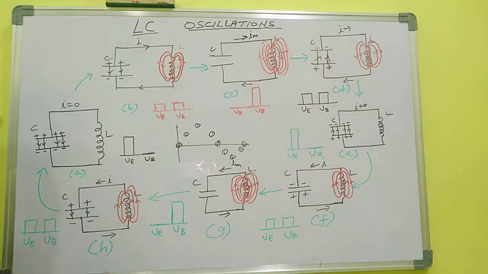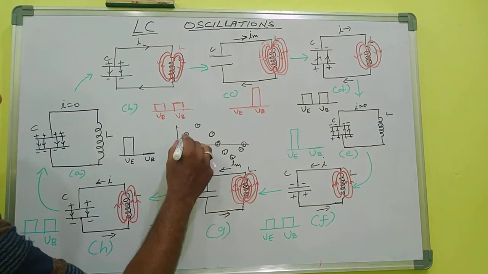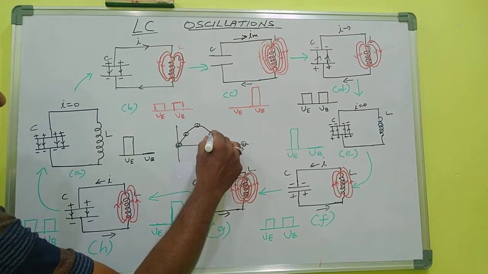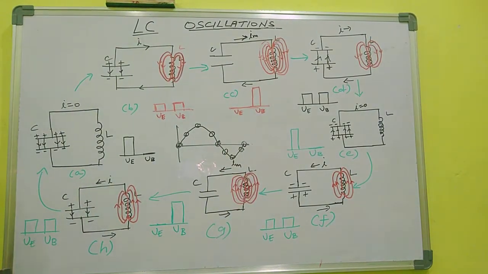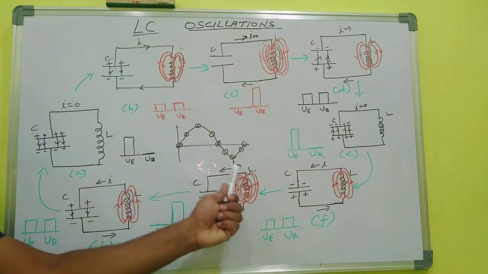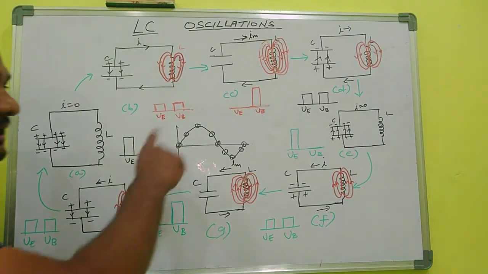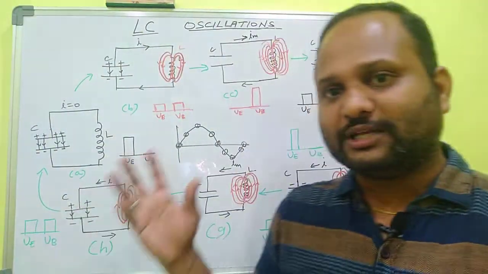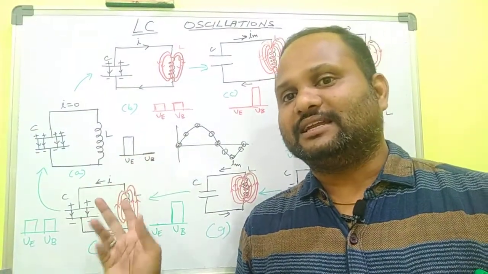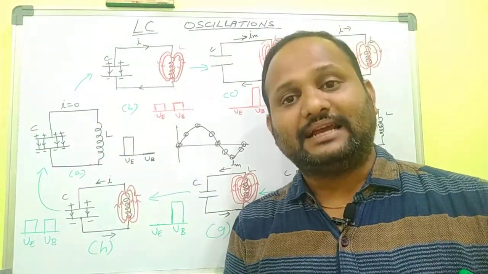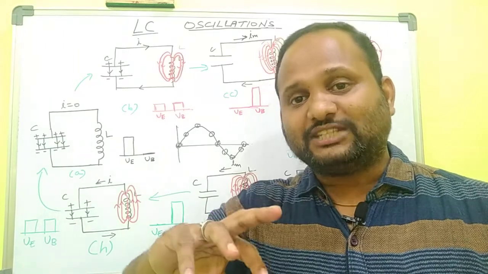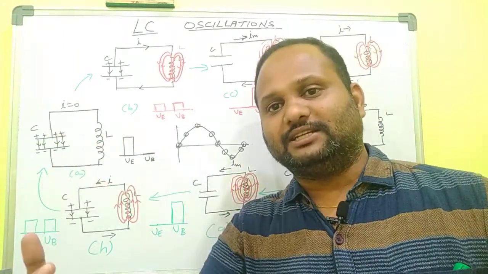So in this way, the current wave was produced. This looks like a sine wave. Look at the diagram. This is exactly a sine wave. This type of sine wave is produced due to the energy conversion between capacitor and inductor. Here the energy is transferred from capacitor to inductor, inductor to capacitor.